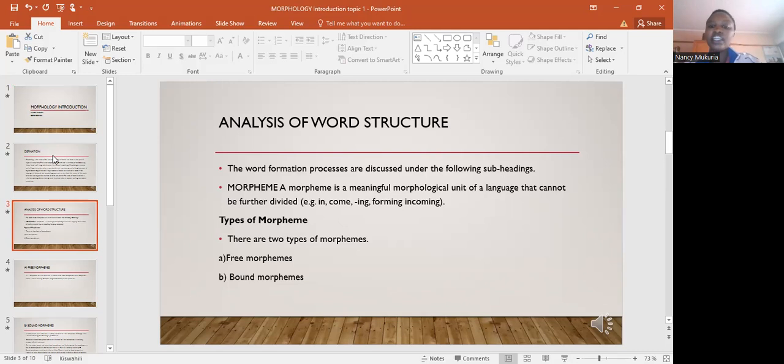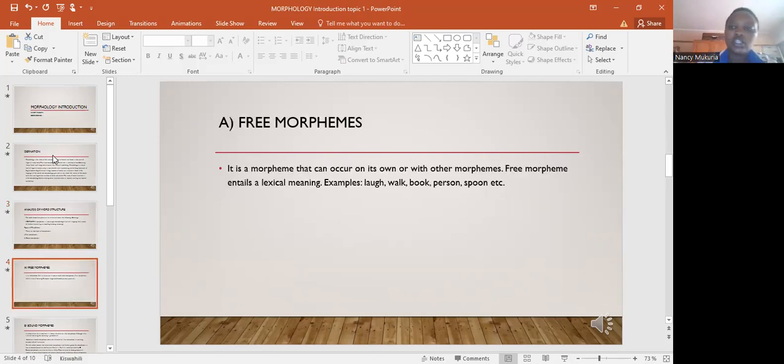So, for example, in, come, ing, forming incoming, are types of morphemes. We have two types of morphemes. Those are free morphemes and bound morphemes. On to the next one. What are free morphemes? It is a morpheme that occurs on its own with other morphemes. Free morphemes entail a lexical meaning. Examples of free morphemes are laugh, walk, book, person, spoon, etc.